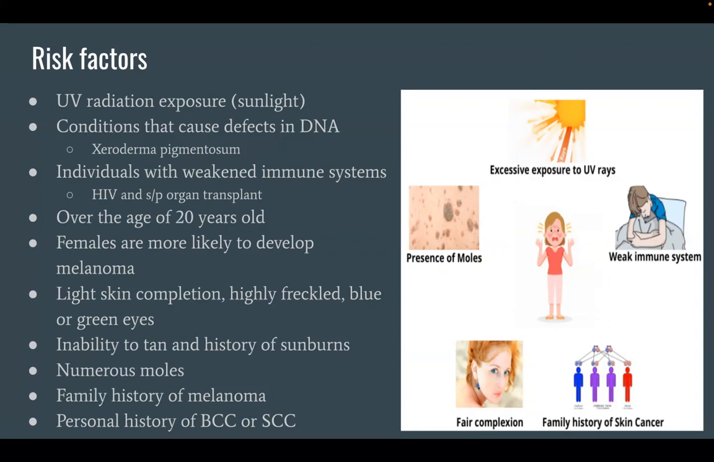Also, if you have the inability to tan and you frequently burn, and if you have a history of sunburns, if you have numerous moles growing on your body, benign ones or cancerous ones, you're still more likely to develop melanoma in those pigment cells. If you have a family history of melanoma, because there are some genetic factors that make you more predisposed to developing melanoma. And also if you have a personal history of basal cell or squamous cell carcinoma, those other two forms of skin cancer that are more superficial that we previously discussed.